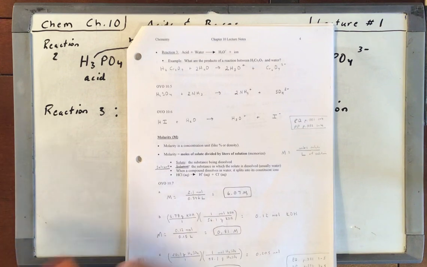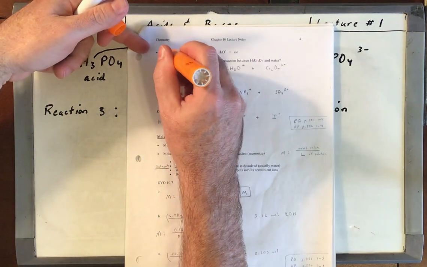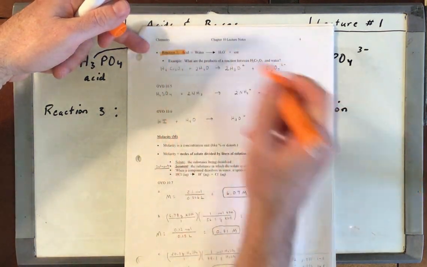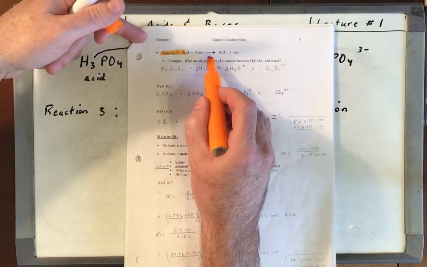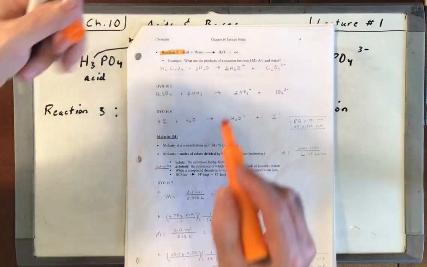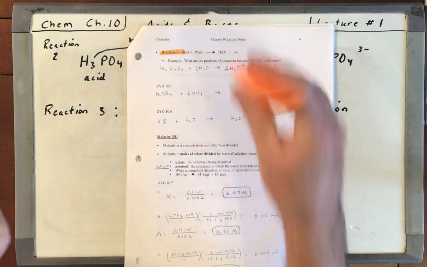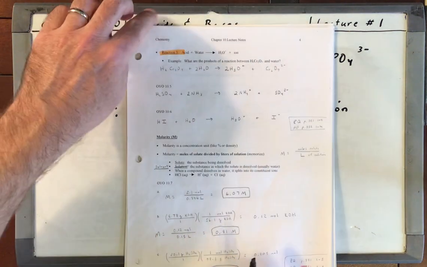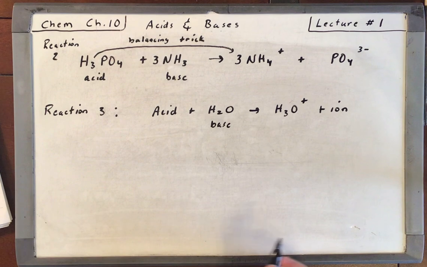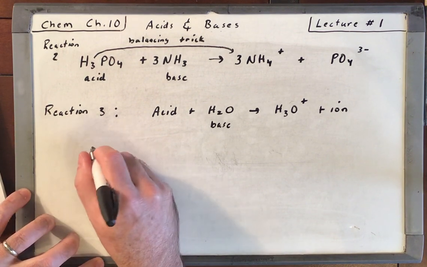Okay, so in the notes, we're at the top of page 4. We're almost done with this lecture. I know this one's a long one compared to the other two. All right, acid plus water as a base makes H3O plus an ion.